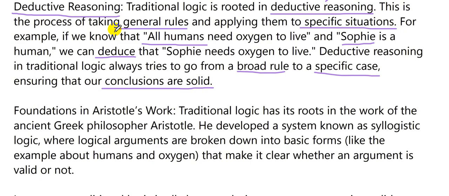And there is an example here. If all humans need oxygen to live, where all is general, and Sophie is a human, where Sophie here is specific, then we can deduce that Sophie would also need oxygen to live. In traditional logic, deductive reasoning goes from a broad or general rule to a specific case, ensuring that our conclusions are solid.